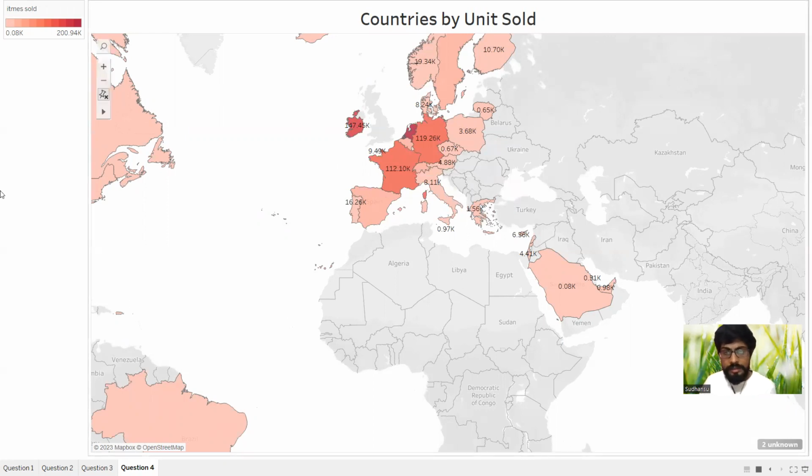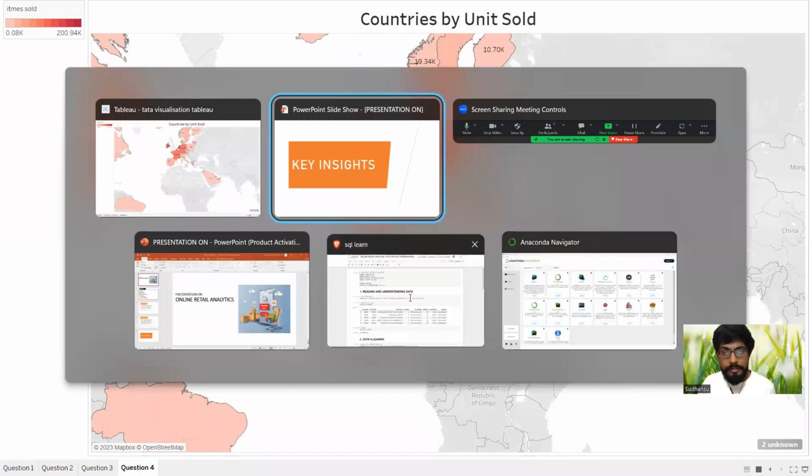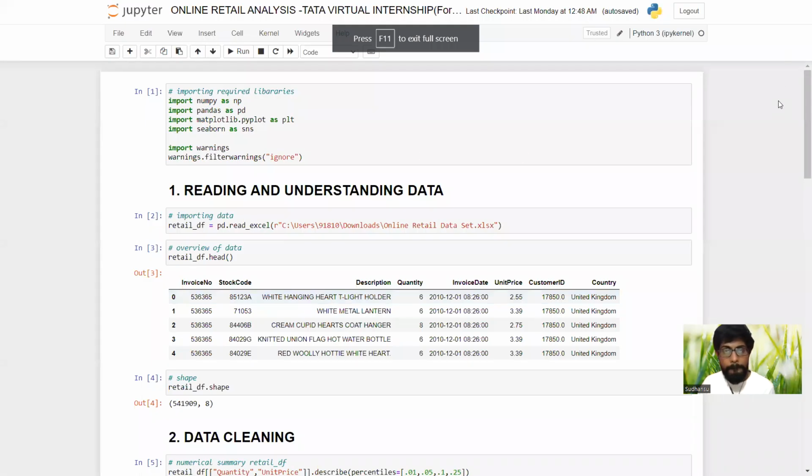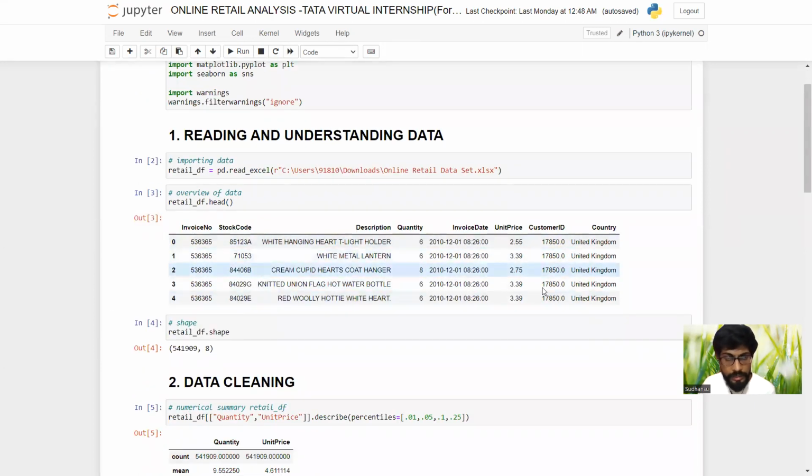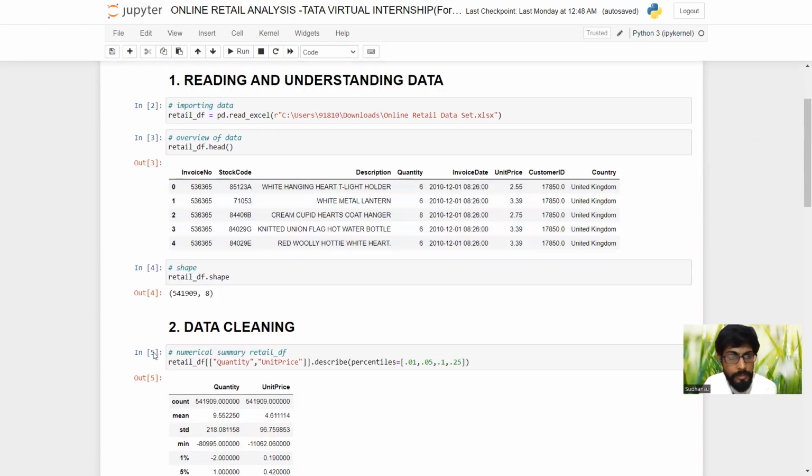We have generated these graphs from the data which we got from the company. We imported the data using a Python notebook and looked at the data. Here is a data overview: we have invoice number, stock code, a description of the products, their quantity, invoice date, unit price, customer ID, and even country.